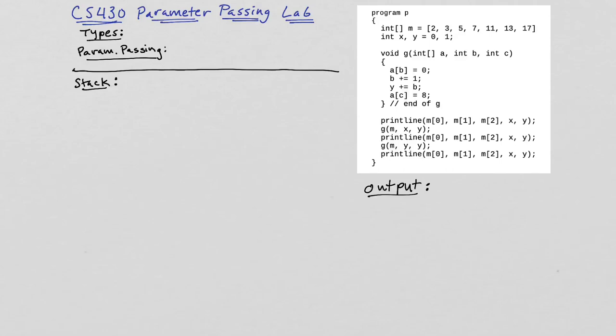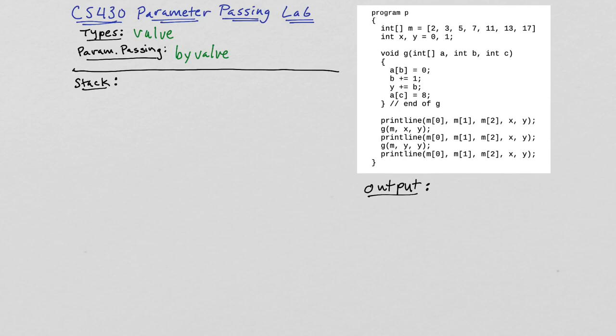All right, I am going to work examples 5 through 10 from the parameter passing lab. And what I'll do is I'll write up here under types whether the types are value types or reference types, or which ones are which, and then what parameter passing method I'm using, so that you can skip along to see solutions for different ones.